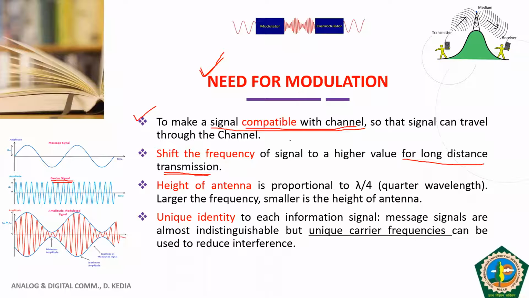Okay, so we need modulation, because with the help of modulation, we shift the frequency of the signal to a higher value. Or in other words, with the help of modulation, we try to increase the frequency of the signal to a higher range, so that its frequency becomes high and it is able to travel for long distance. So the first need is that our signal becomes compatible with the channel. Second need is, with the help of modulation, we are able to shift the frequency of the signal to a higher value. And third, very important need is, see, if we transmit our signal wirelessly, then we need an antenna.